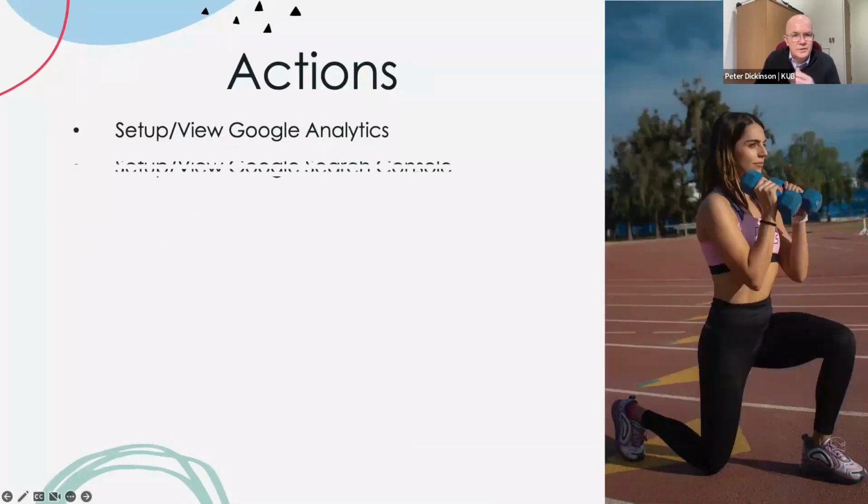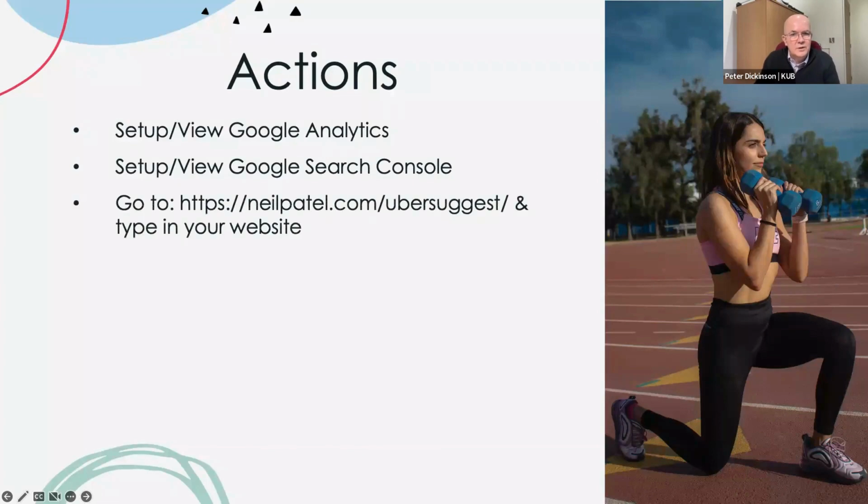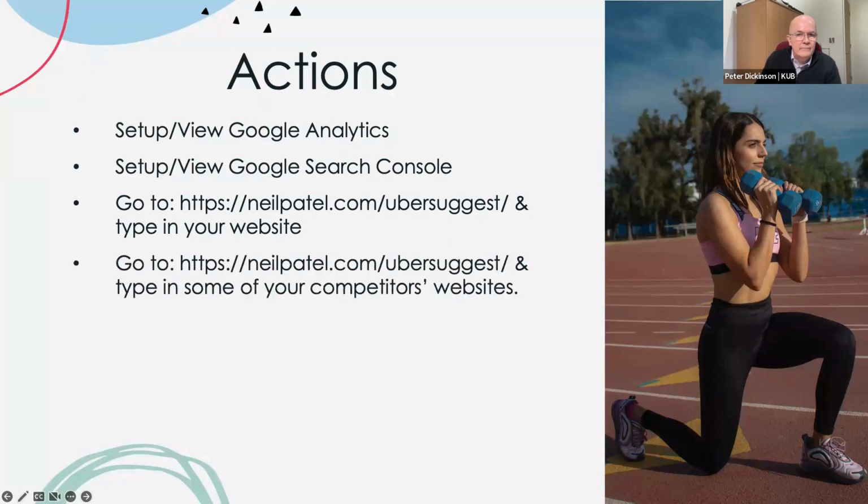So, a few actions. Set up and view Google Analytics and Search Console, and have a play with Ubersuggest. If you really want to understand Ubersuggest, then we've got the free online course, How to Get to the Top of Google, which is on the hub. And then, as I've said, part of what you need to do is look at what your competitors are doing, so use Ubersuggest to research what keywords your competitors are using. And there's nothing wrong with that. You're not spying. It's just looking at where you're getting up to.